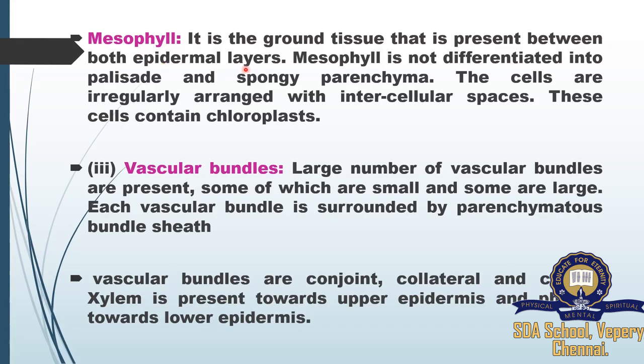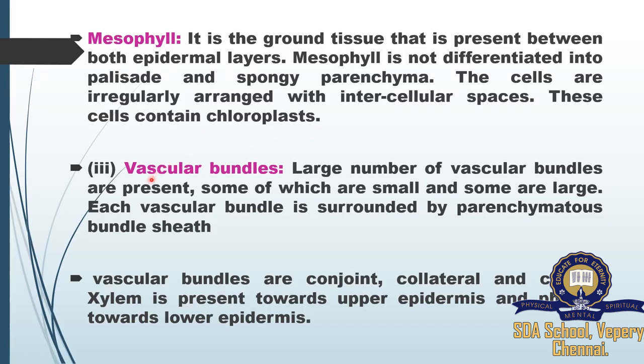Mesophyll. It is the ground tissue that is present between both the epidermal layers. Yes, it is present between the upper epidermis and lower epidermis. It is not differentiated into palisade and spongy parenchyma, but in the dicot leaf, it was differentiated into two types of cell. The cells are irregularly arranged with intercellular spaces. These cells contain chloroplast. They don't have any particular shape, so there is intercellular space as well. Chloroplast is a green colored body present inside the cell, containing chlorophyll.